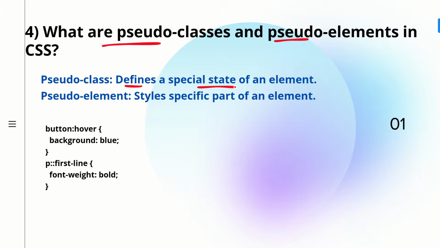Or it can be checked. If it is a checkbox, we can see whether it is checked or unchecked. So these are different states of the element.